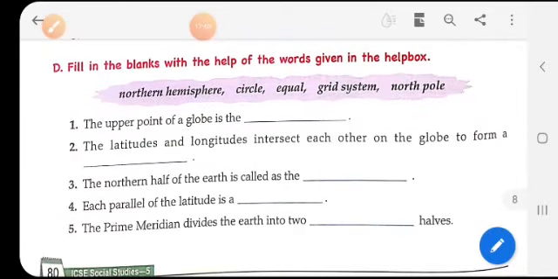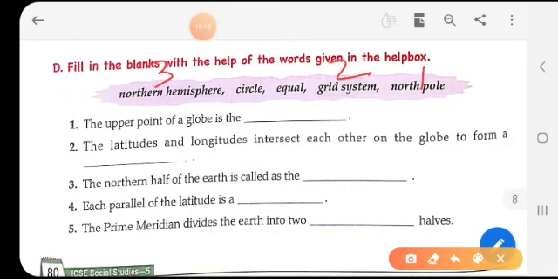The upper point of a globe is the, what is the upper point of the globe? It is the North Pole. So children, I am marking the answers. You will have to fill in the blanks, so write all the answers in the blanks. Latitudes and longitudes intersect each other on the globe to form a grid system. The northern half of the earth is called the northern hemisphere. Each parallel of latitude is a circle. The prime meridian divides the earth into two equal halves.